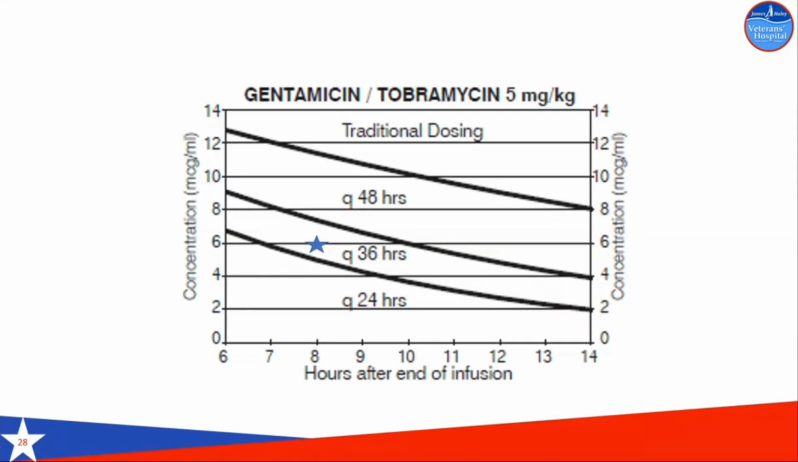This is an example using the Barnes-Jewish nomogram, but at the bottom you can see each nomogram will tell you whether you are measuring after the end of the infusion or the start of the infusion. Wherever your level falls, in this case a level of 6, 8 hours after the end of the infusion, you can see it falls in that Q36 hour interval. So we would want to make sure that our next dose is 36 hours after that first dose.